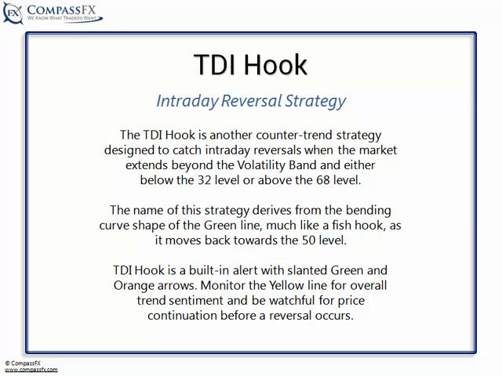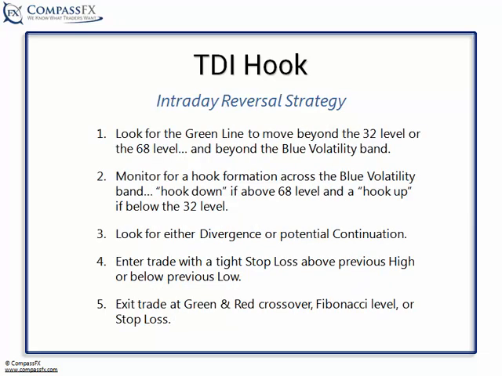Let's take a look at some of the details of the TDI hook. What we're going to be looking for is the green line to move beyond the 32 level or the 68 level and be beyond the volatility band. So if the green line is above the upper blue volatility band and above the 68 level, then we're going to be looking for a hook down or a hook short scenario. If the green line is below the lower volatility band line and below the 32 level, then we're going to be expecting a hook up or a hook long alert.